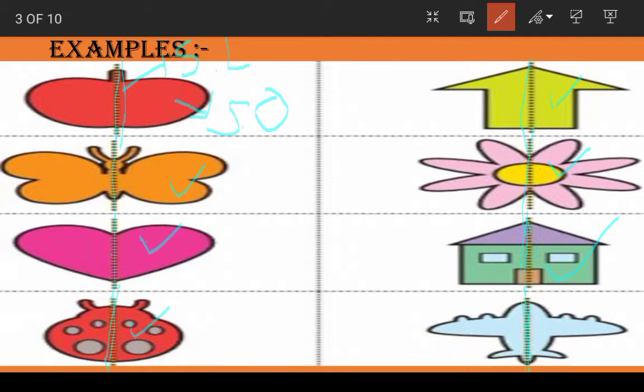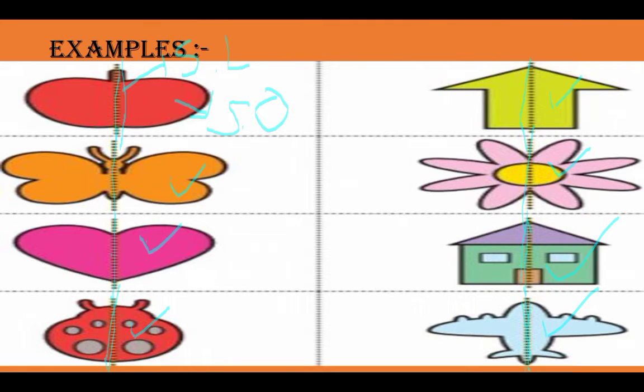This is the line and this is the object. So I hope you understood from all these examples. Now I'm going to tell you, even nature follows the line of symmetry. Don't believe me? Let us take a trip to it.